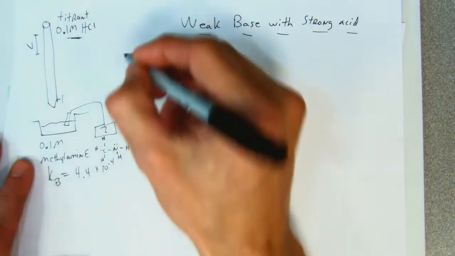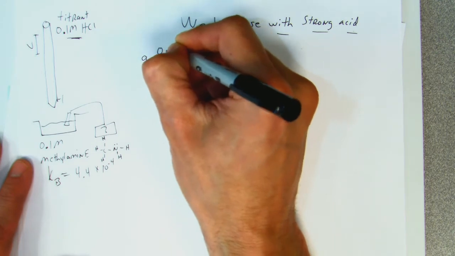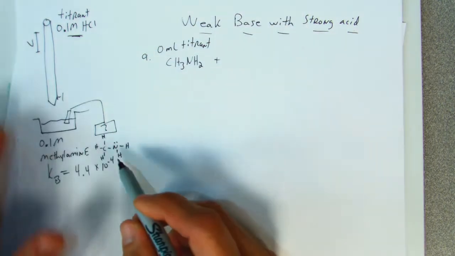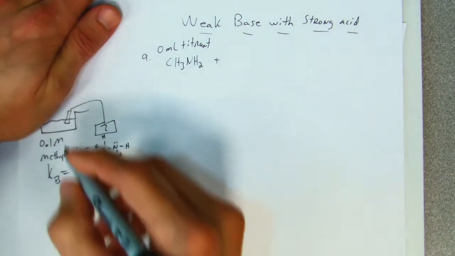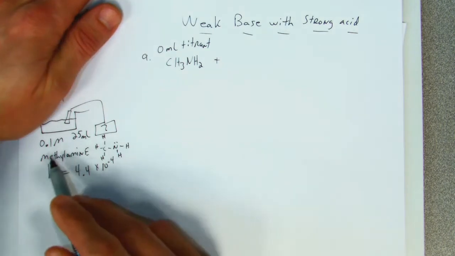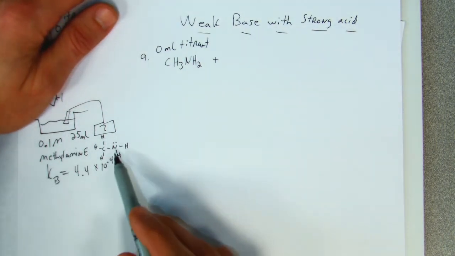Now, point A is always before titrant is added, so 0 milliliters of titrant drained in. So we don't have any of the HCl yet. Let's say down here that I've got 25 milliliters of my sample, and it's 0.1 molar methylamine. Can we compute its pH? Here's the structure of methylamine.